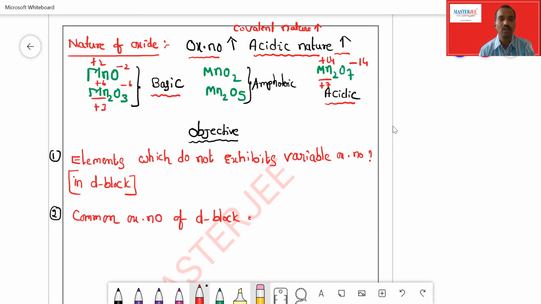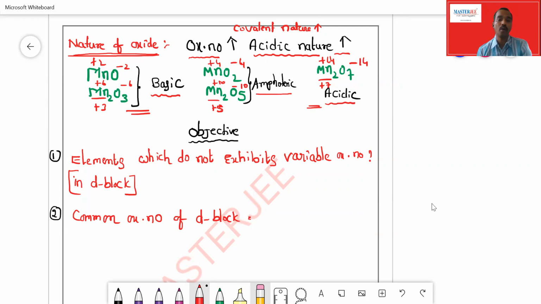In between these two, the least and the highest oxidation numbers, we have +4 and +5. These are amphoteric in nature. So with the help of oxidation number, we can find out not only the nature of the bond, but also the nature of the oxide. That's about oxidation number and its applications.